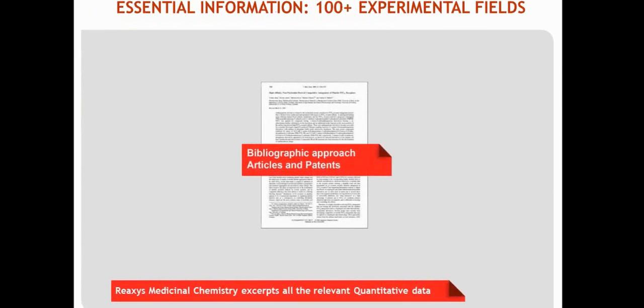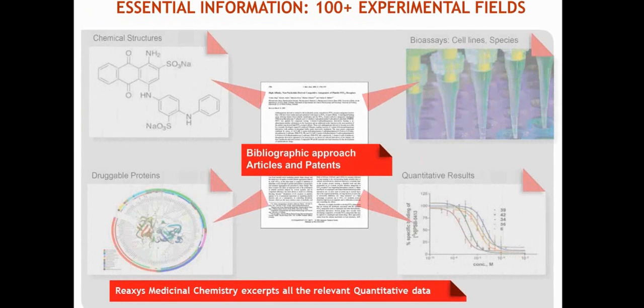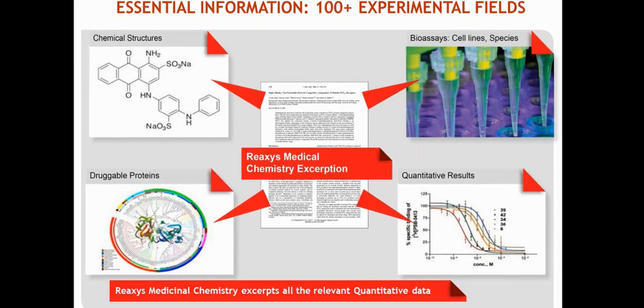So what's in a relevant medicinal chemistry paper? Chemical structures, druggable proteins, bioassay data, quantitative results. So what we do is we take that journal article and we pull out all of the citations, all of the druggable proteins, chemical structures, quantitative results, and bioassay data, any tox data, PK data, etc. All this is extracted out of journal articles and patents, and it's put into Reaxis Medicinal Chemistry.